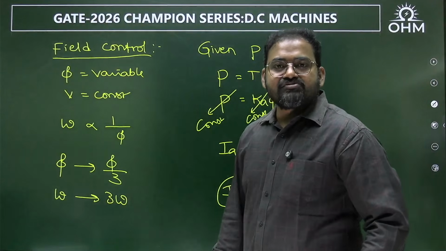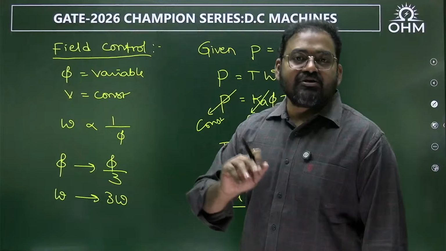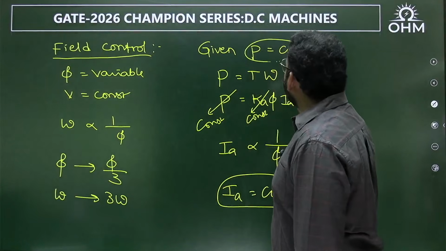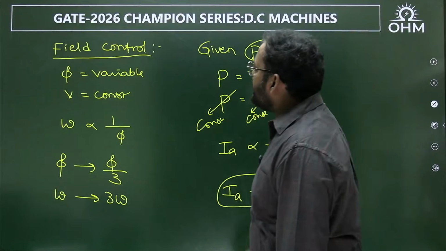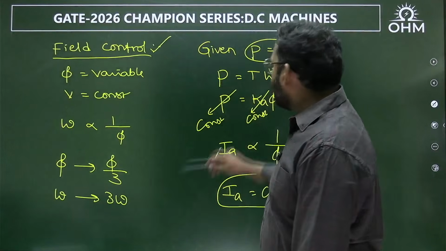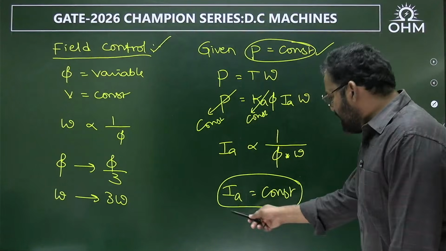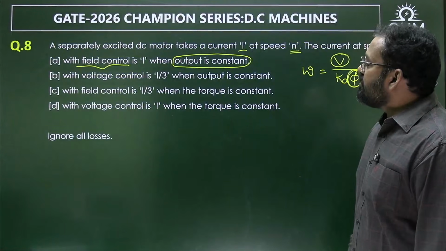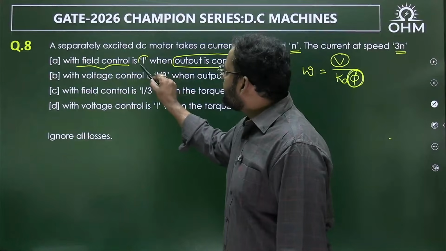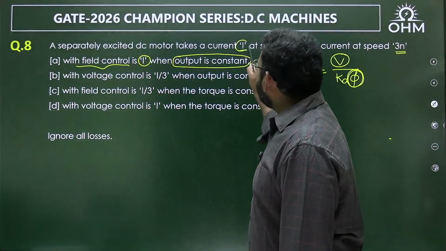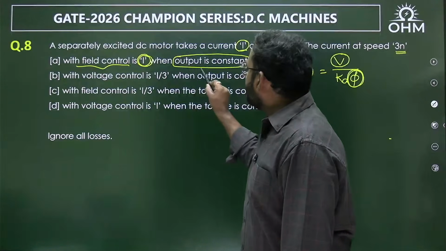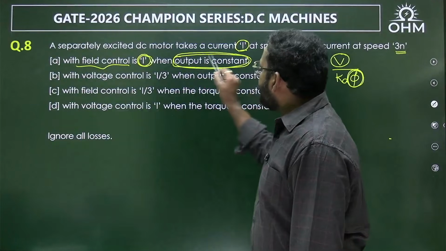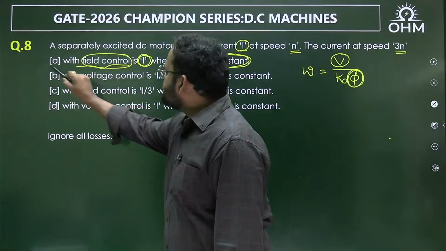Ia is constant means what? In the second case also the current should be I only. This is all when power is constant. So therefore, in field control method, when power is constant, armature current is also constant. Armature current constant means what is the new current again? I. Rated current is I, the new current is also I when power is constant in field control method, therefore option A is correct.